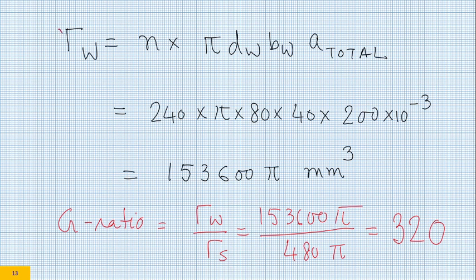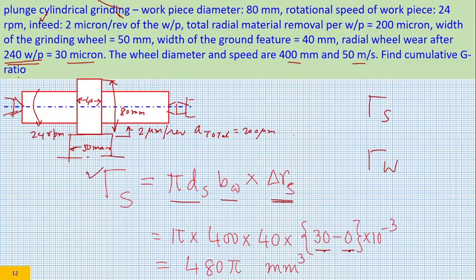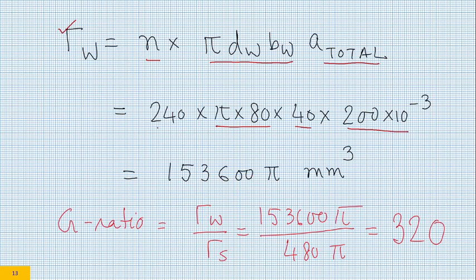Now this one is n, the number of workpieces, pi dw bw into a total. A total was 200 microns, so 200 into 10 to the power minus 3. This is pi dw, this is 40. 40 was also used in here. This is 40, and this is 249 ground workpieces, and this is this much millimeter cube. If you take the ratio, this comes out to be 320.